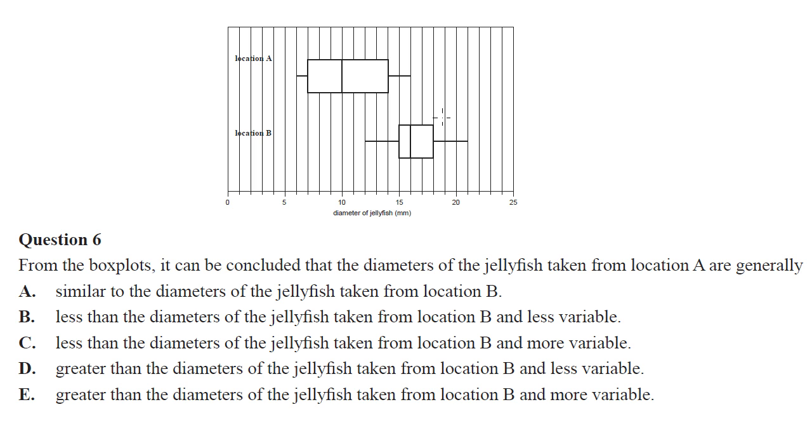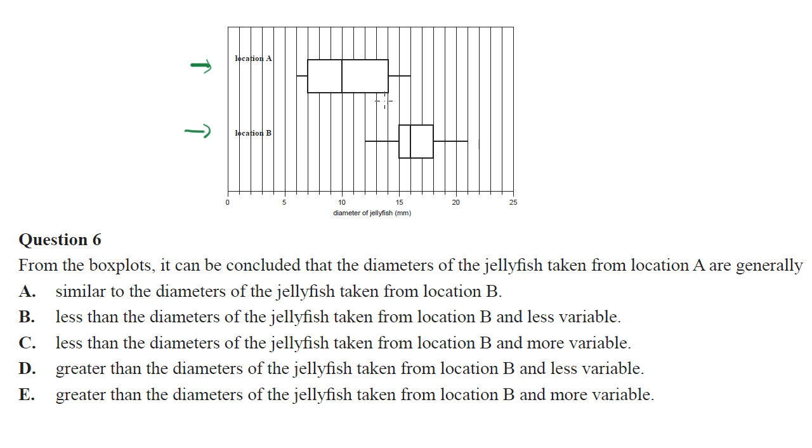The next question related to the same set of box plots, and it said, from the box plots, it can be concluded that the diameters of jellyfish taken from location A are generally similar to the diameters of the jellyfish taken from location B, less than the diameters of the jellyfish taken from location B and less variable, less than the diameters of the jellyfish taken from location B and more variable, greater than the diameters of the jellyfish taken from location B and less variable, greater than the diameters of the jellyfish taken from location B and more variable. So our options are talking about whether the diameters are less than or greater than, and whether they're less variable or more variable. So we're talking about location A and comparing them to location B down here.